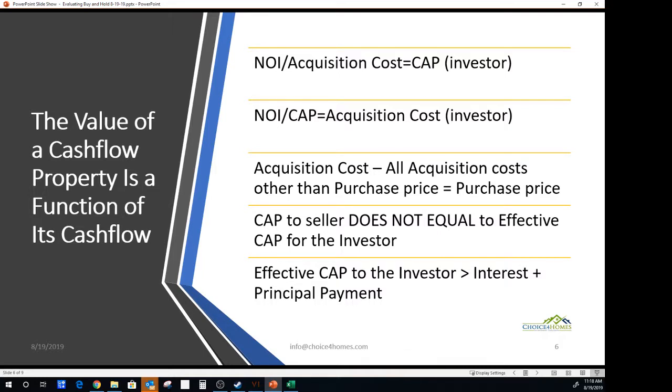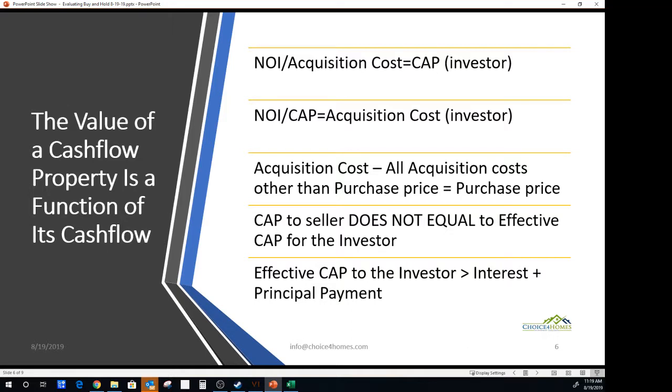That's why I'm not all that excited about the concept of market price unless I'm thinking refinance, and then that becomes important. But for now, let's focus on this. Let's talk about some terms. Net operating income divided by acquisition cost. That's a cap rate to the investor. That's the number that you're going to care about.